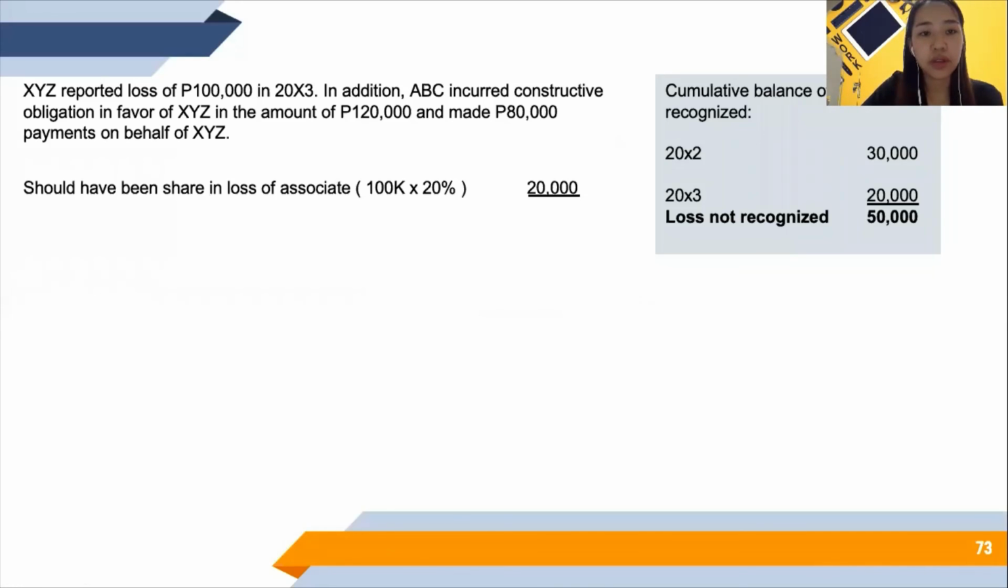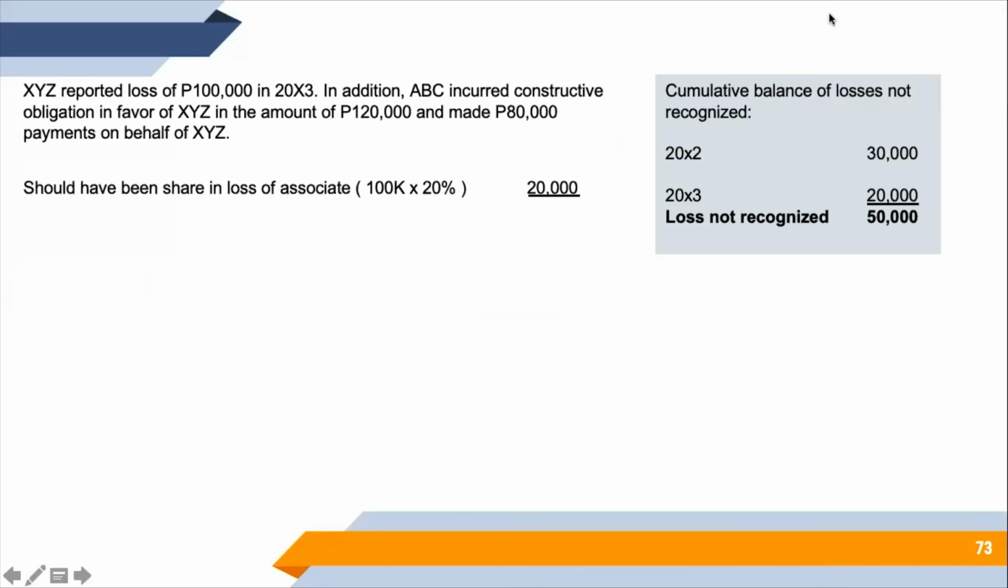XYZ reported a loss of 100,000 in 20X3. In addition, ABC incurred a constructive obligation in favor of XYZ in the amount of 120,000 and made an 80,000 payment on behalf of XYZ. So nung 20X3, si associate nag-report siya ng loss na 100,000. So yung share in loss of the associate will be 20,000, computed as the 100,000 loss ni associate times the 20% of the percentage of ownership ni investor.